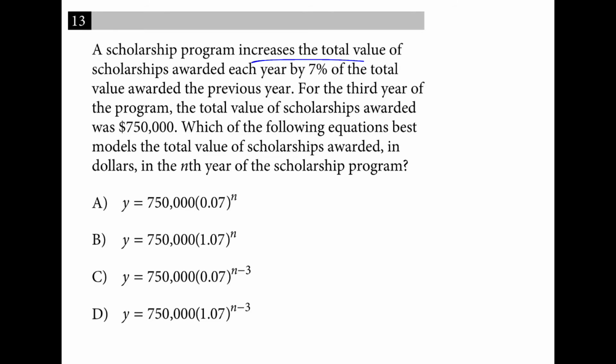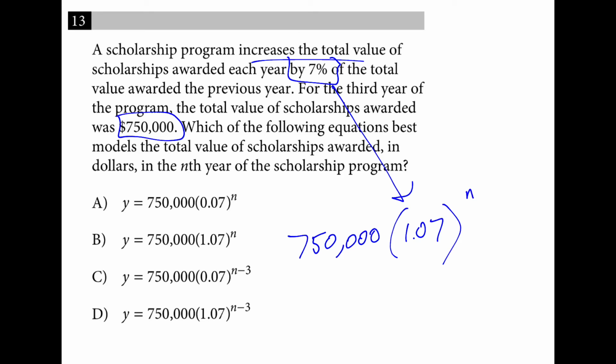We're increasing the total value of scholarships by 7% of the previous year. For the third year of the program, this was the amount. So how do you go back in time 3 years if we start with 750,000 and write that as an equation? Well, 1.07 gives us that 7% increase. And for the years, we're going to take the number of years minus 3, since we're going 3 years back. So that way, if we plug in 3, this will just be 750,000. And if we plug in 1 or 2, we will look back in time before this grew to 750,000 and find that value. This is D.